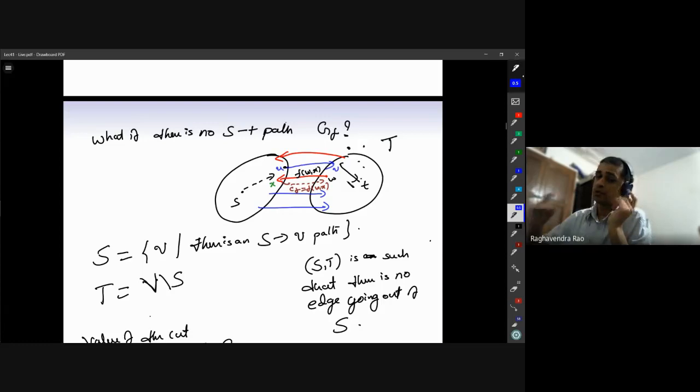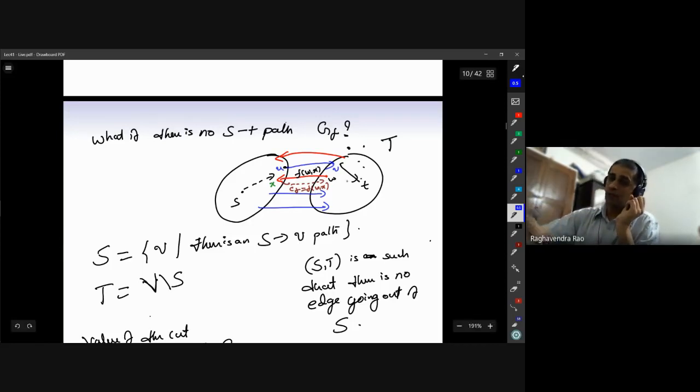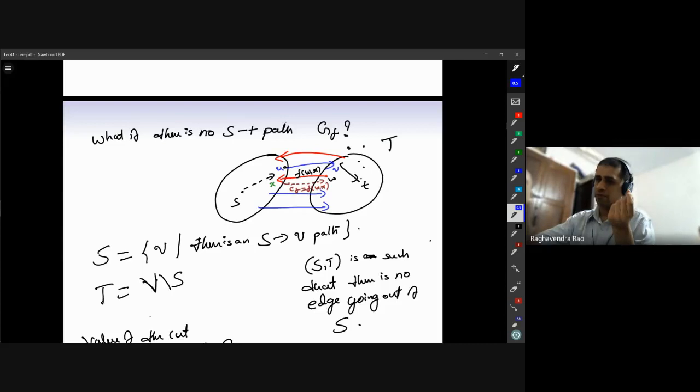Suppose U to V, there was an edge in G. See, all these blue and red edges were from G. Now, if U to V was an edge in the original graph, but it's no more an edge in GF, why is that? It's because the flow would have met the capacity.